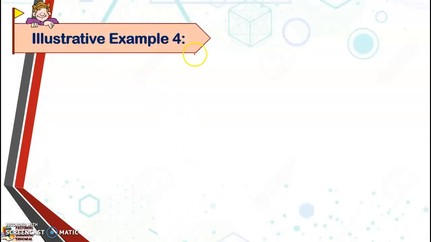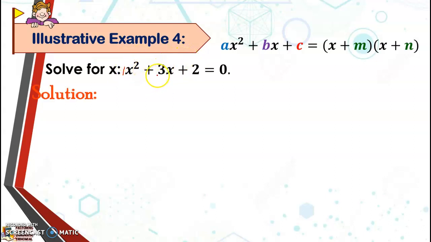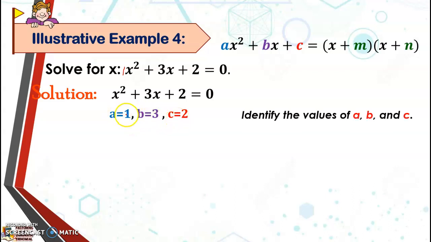You might wonder why the number is already 4, because again, this is just a continuation of the previous video that I made. So the first equation is x squared plus 3x plus 2 equal to 0. Notice that the coefficient of the quadratic term is 1, so this belongs to case 1. We apply the steps. First, we identify a, b, c. A is 1, b is 3, c is 2.